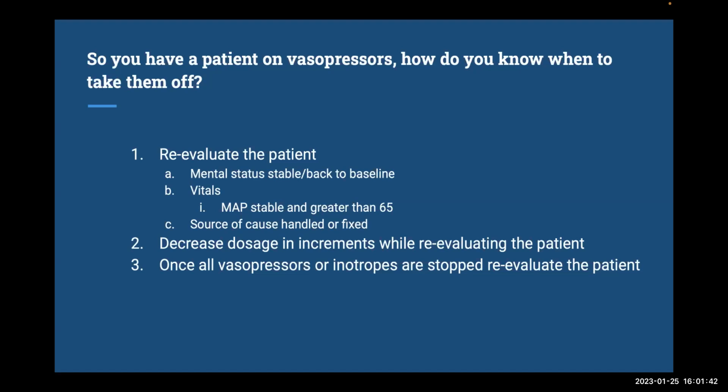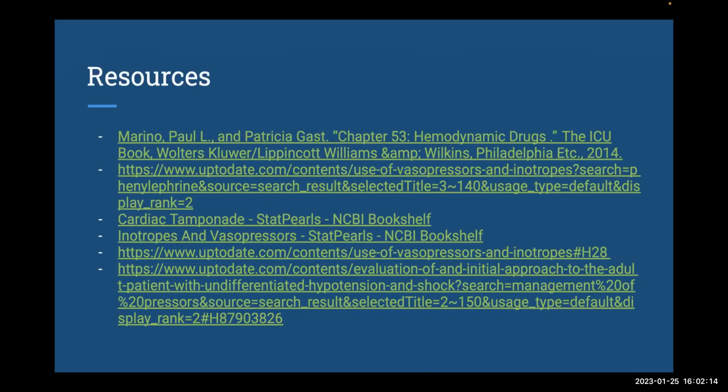Then you decrease the doses in increments because they might be stable at that dose, and you have to decrease it as you go so as not to cause a shock to the body, in the sense where it's going to go back to shock, but making sure that the body is handling what it needs to handle by itself as you're decreasing. And then once all the vasopressors and inotropes are stopped, you again reevaluate the patient, making sure that they're truly stable off of all of these vasopressors and inotropes. And then that is the end.